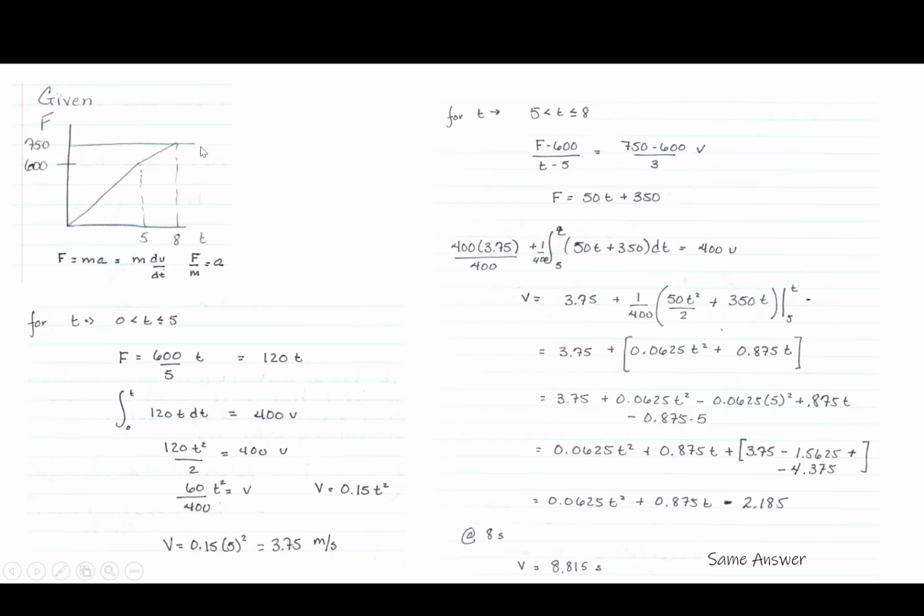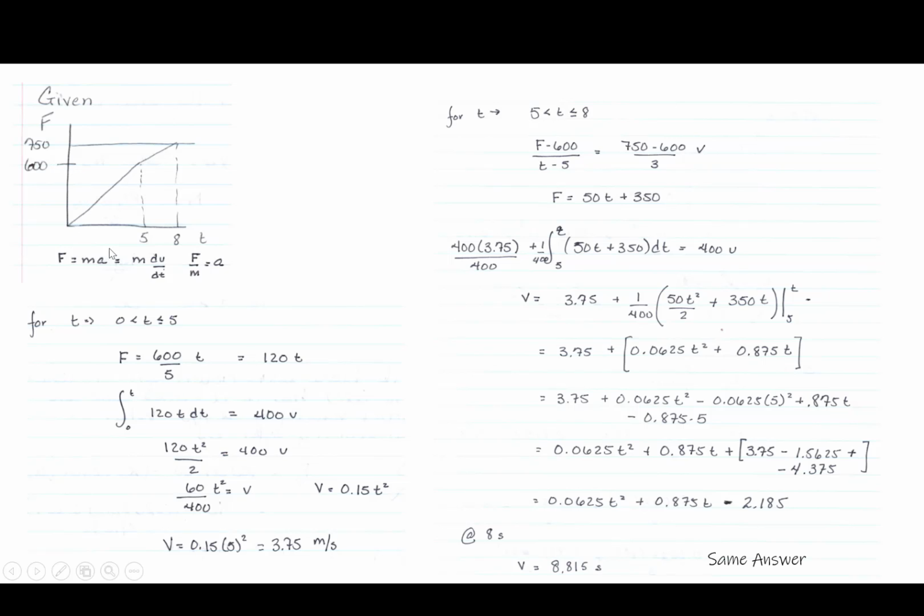So I'm given my graph. We see that I don't have a constant force, so I'm going to have to break this up into the 2 time segments. I've got to break it up into the 0 to 5 second segment, and the 5 to 8 second segment. Here in the 0 to 5 seconds, the force goes to 600.